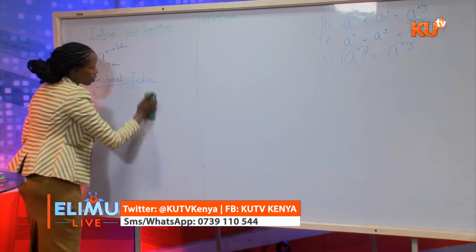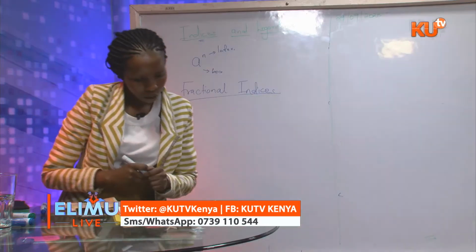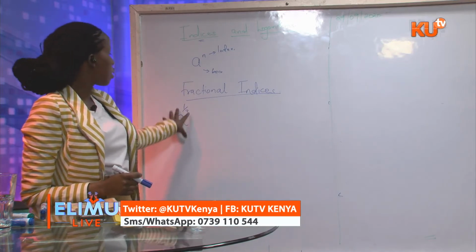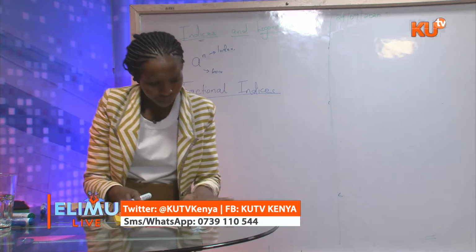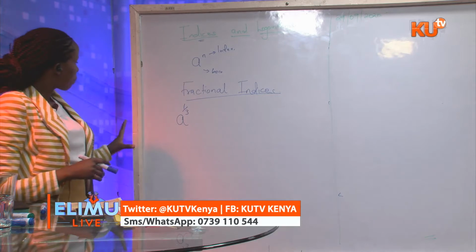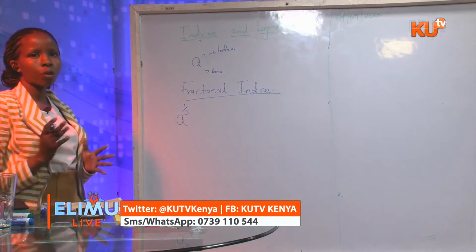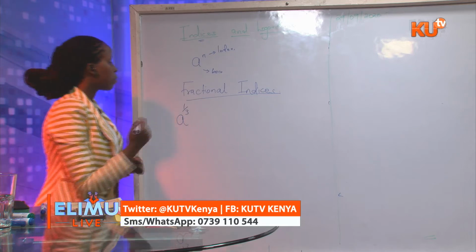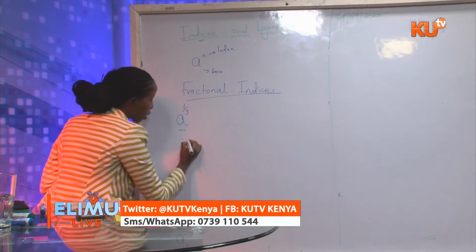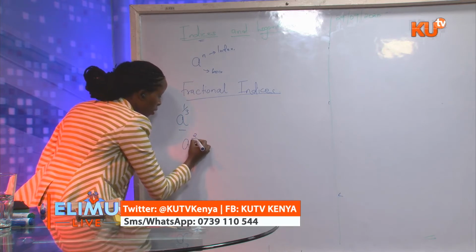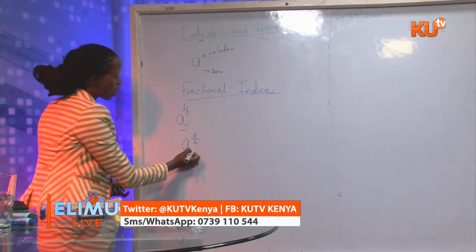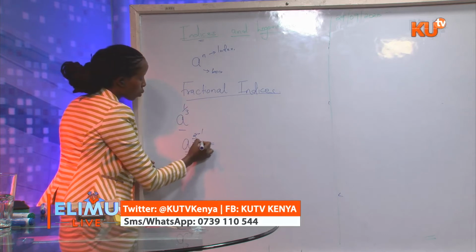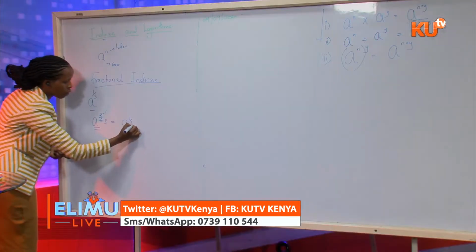So I want us to look at this. If I have a raised to a third, then this is a fractional index. My base is raised to an index that is a fraction. For fractional indices, we try as much as possible that our fraction is in its simplest form. For example, if I have a raised to 2 all over 6, first I will write this as the simplest fraction, dividing by 2, 1 over 3, so a raised to a third.